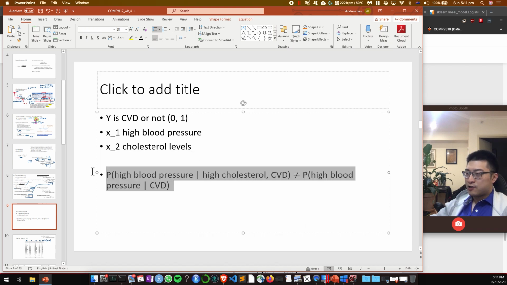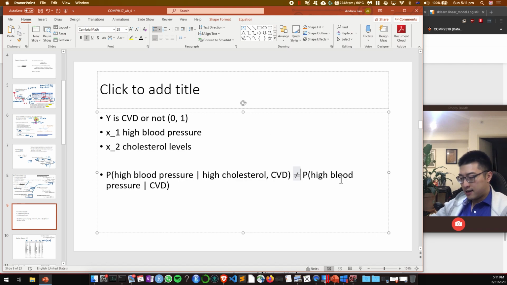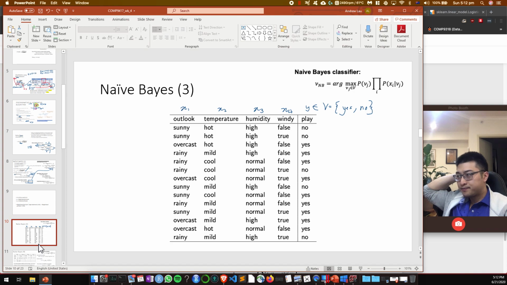So this is one example here. The naive Bayes assumption says this is good, no problems. But we know that this is probably not the case. The probability of someone having high blood pressure, given they have high cholesterol and CVD, is probably higher, right? If anything, I would argue that it's probably something like this. Again, I'm not a doctor, I'm just guessing, right? So that's just a bit of an example as to the problem with the naive Bayes assumption, okay? But as I say, in practice, often it's okay anyways.